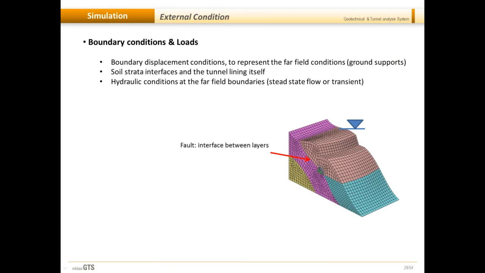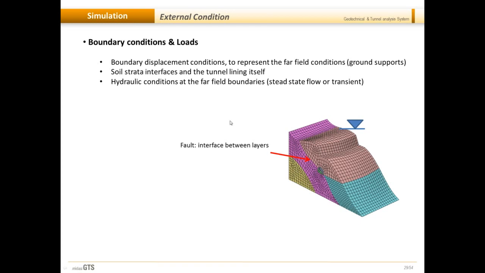Then the third step in the simulation is the external condition. In external condition, basically you are defining the boundary conditions, such as boundary displacement condition to represent the far field effect, then soil strata interfaces and the interface between tunnel linings. Then you define the hydraulic conditions at the far field boundaries. It could be steady state flow, it could be transient flow. So depending upon what soil strata or what profile you are dealing with, you have to define the water level. You have to consider that this is the fault line, so there should be interface between these layers.